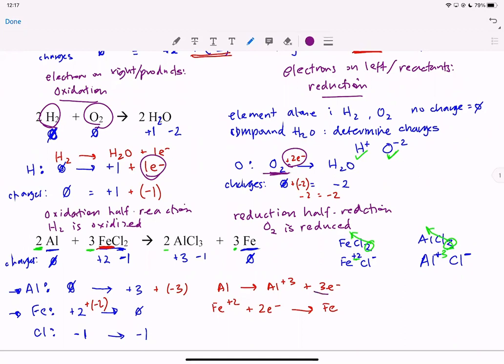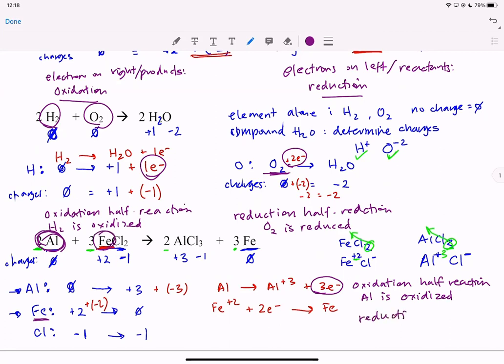Okay. And so when you write those 2 half reactions, the two half reactions will show you the electrons on the right side. Electrons on the right side, that's the product side. This is the oxidation half reaction. And so for the oxidation half reaction, you go back to the original equation and you see the aluminum in the original equation is the thing that is in the reactants. So aluminum is what is oxidized.